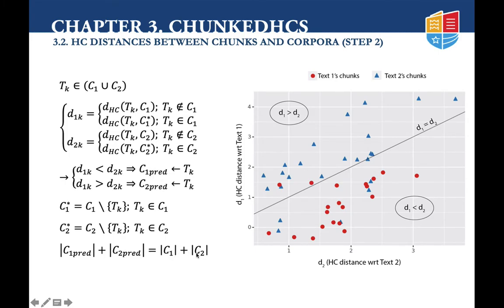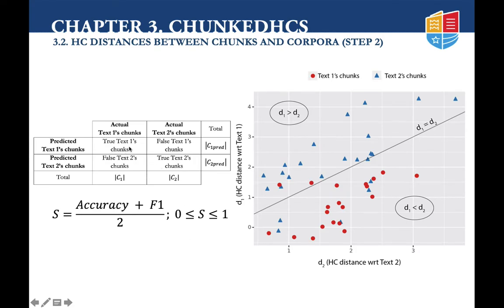C1 and C2 are the corpora of text 1 and text 2, and C1 pred and C2 pred are the predicted corpora of text 1 and text 2. So individual points above the diagonal line, where D1 is greater than D2, are grouped into C2 pred, and points below are C1 pred. C1 is the red dots and C2 the blue dots.